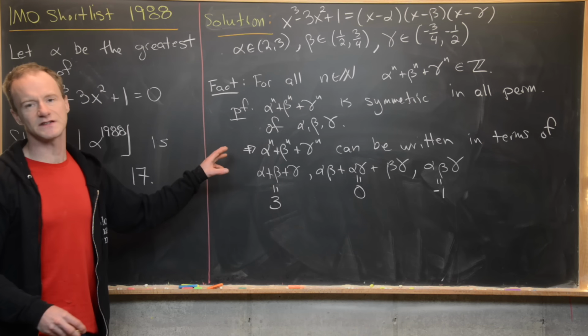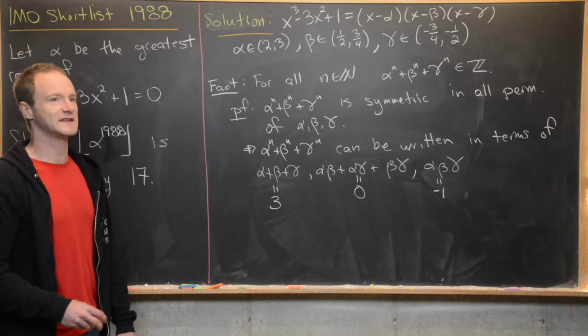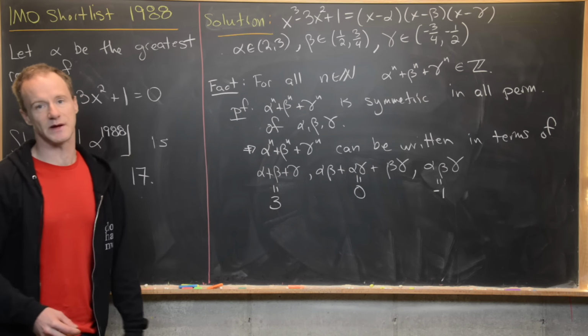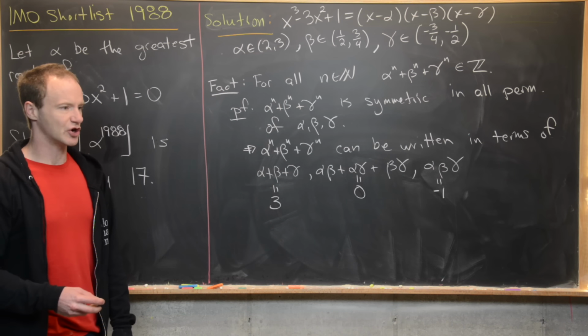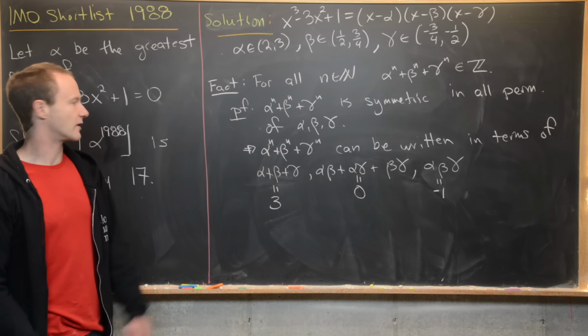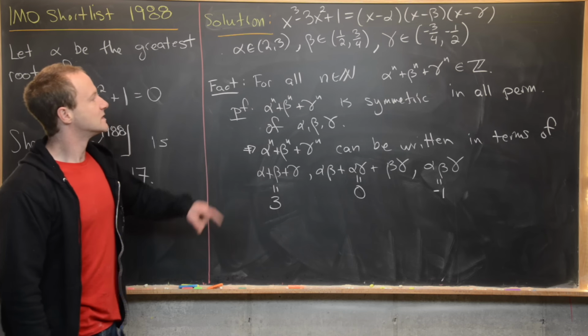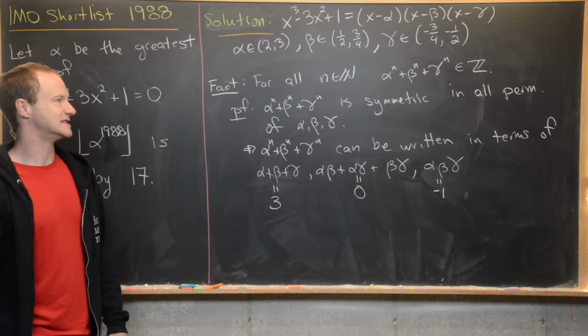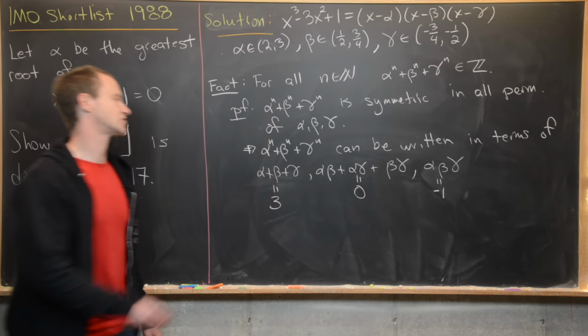So like I said, I think this is well known. You wouldn't need to prove this on the test, but you would maybe need to at least say something about symmetric polynomials or whatever to show that you are stating the correct facts. Okay, so we've got this alpha to the n plus beta to the n plus gamma to the n is in the integers, and that's for all natural numbers n.